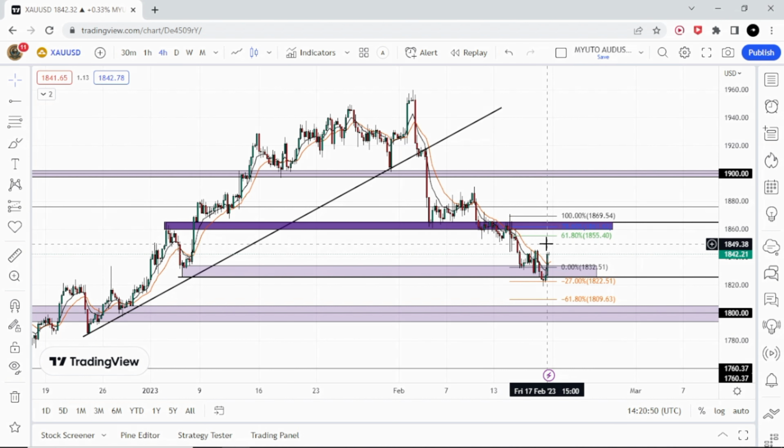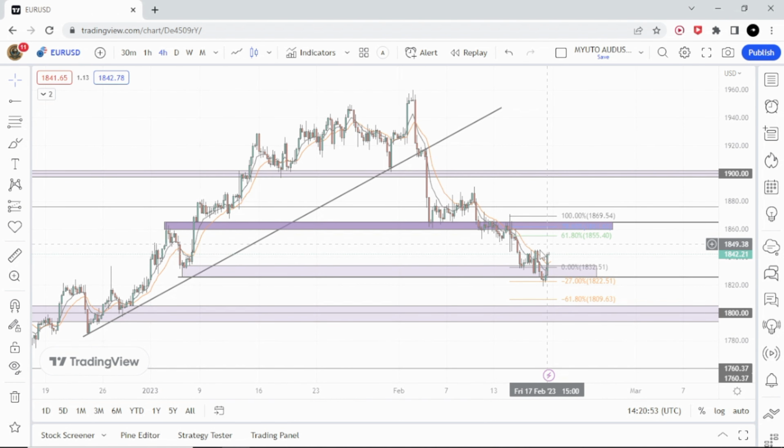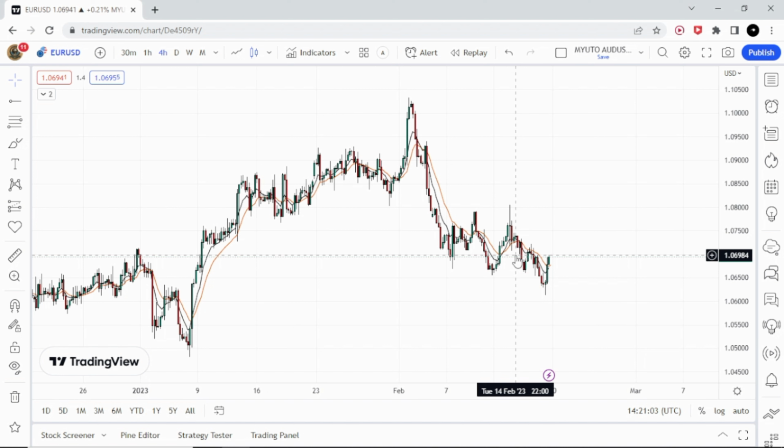So now we go down to the euro. There's nothing much to analyze here. Trading is really simple if you have your psychology on point. You do not have to overthink things. Just look at what price is showing you and act on what price is showing you.